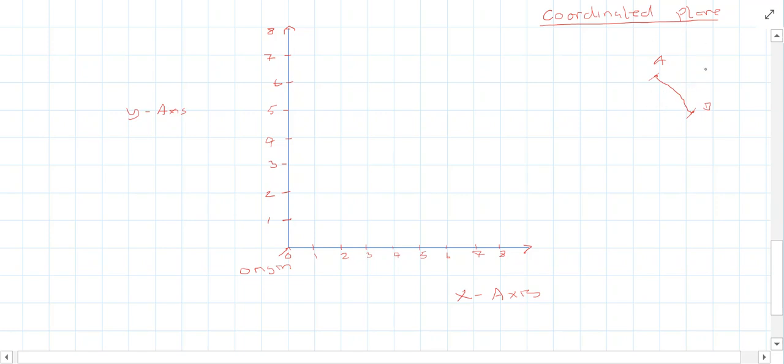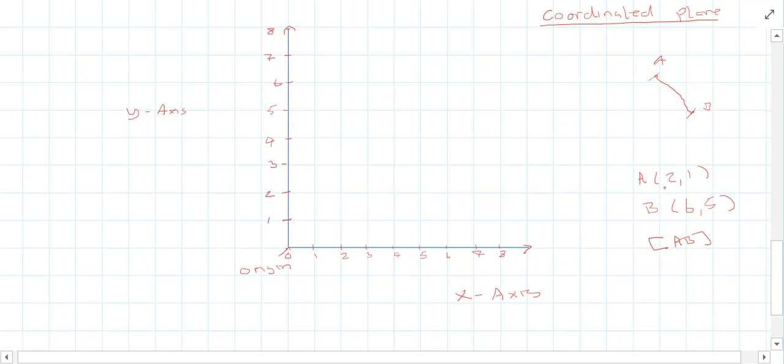So imagine we're told that we have a line segment, where point A has the coordinates (2, 1) and point B has the coordinates (6, 5). So this is the line segment, and we can use the symbols that we've learned, AB. Now what we want to do is take this line segment and put it onto our plane here.